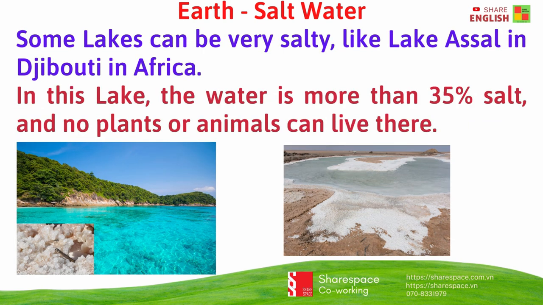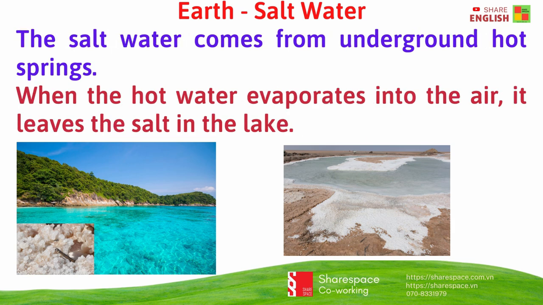Some lakes can be very salty, like Lake Assal in Djibouti in Africa. In this lake, the water is more than 35% salt, and no plants or animals can live there. The salt water comes from underground hot springs. When the hot water evaporates into the air, it leaves the salt in the lake.